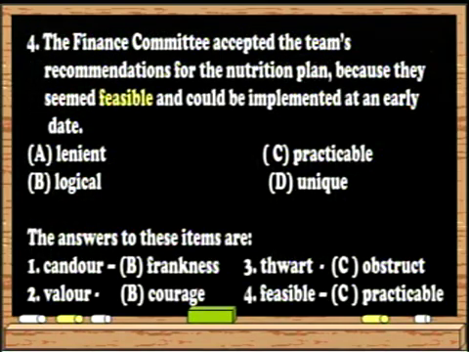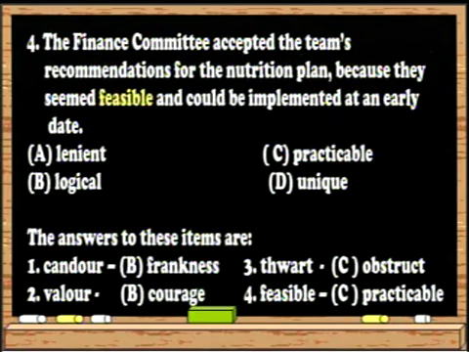4. The Finance Committee accepted the team's recommendations for the nutrition plan because they seemed feasible and could be implemented at an early date. Lenient, logical, practicable, unique. The answers to these items are: 1. Candor, B, frankness.